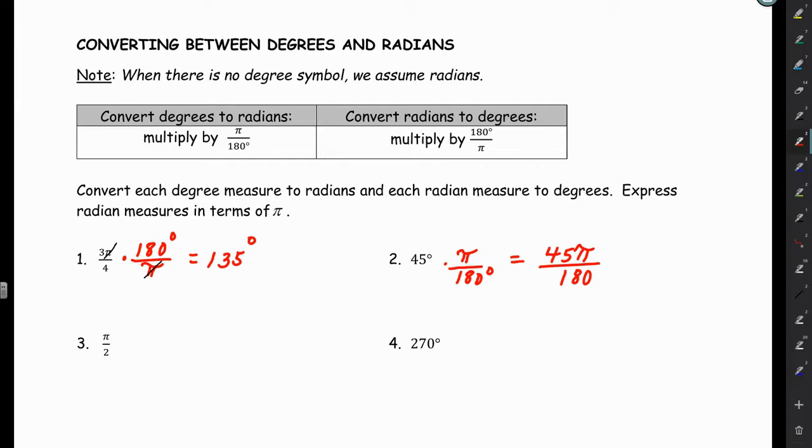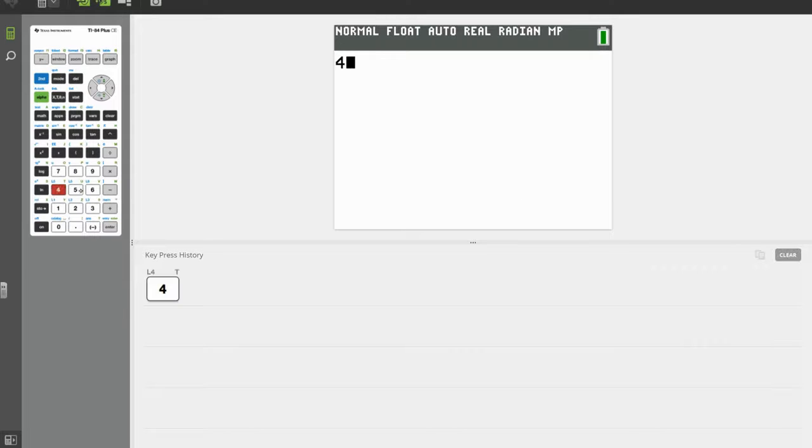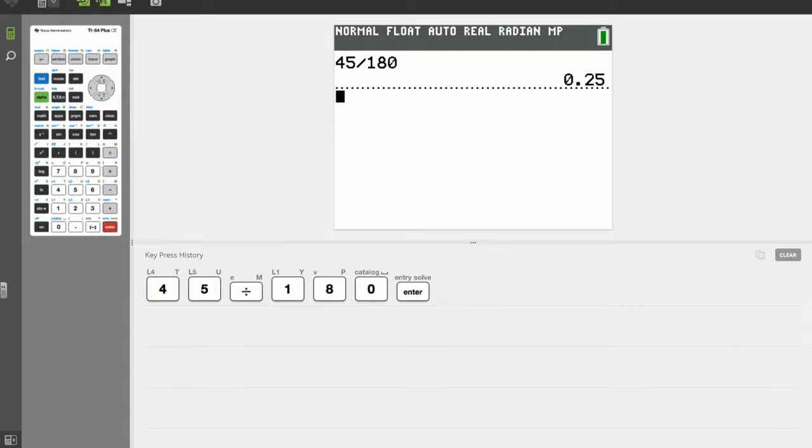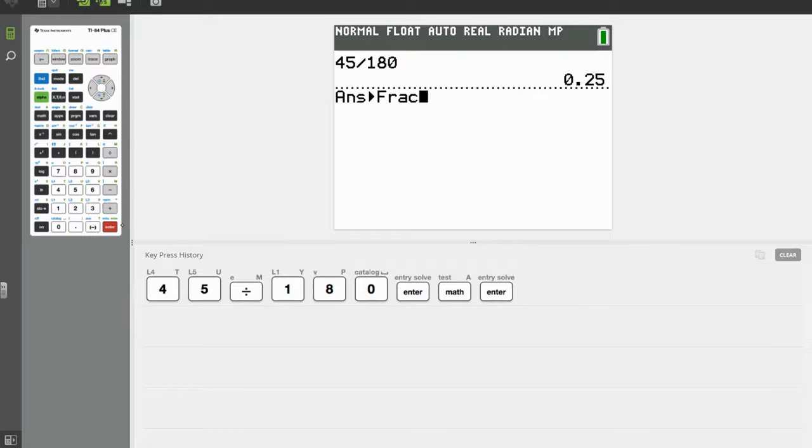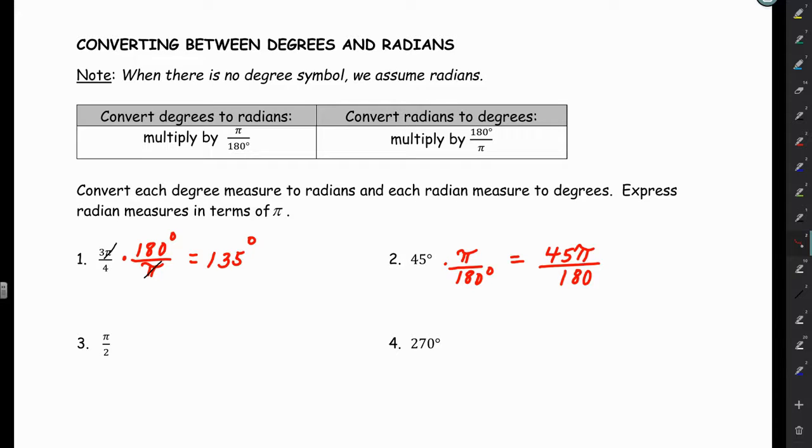If you're really not sure and you don't want to spend a lot of time trying to figure it out, you can use your calculator to simplify 45 over 180. We type in 45 divided by 180, and then we do math. You select the first one, frac, and that converts 45 over 180 to a simplified fraction of 1/4. So we end up with 1/4 times pi, which is just pi over 4.